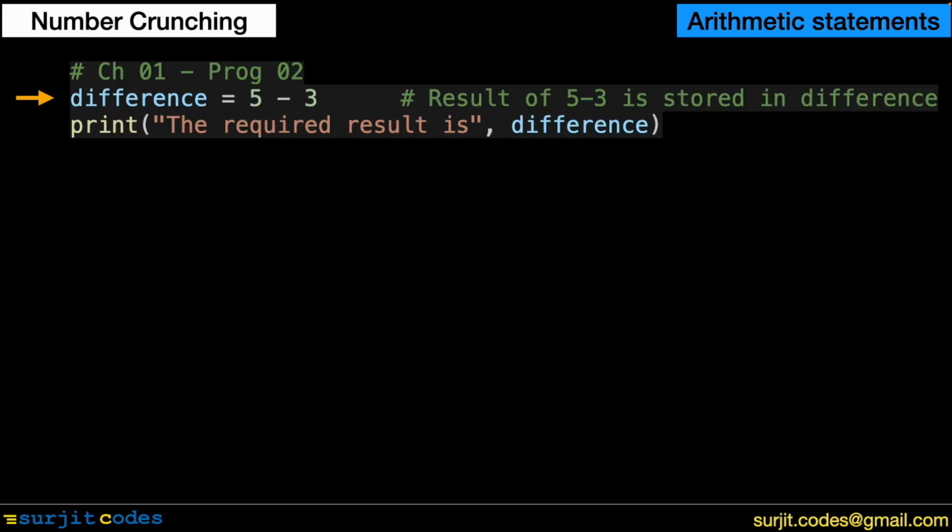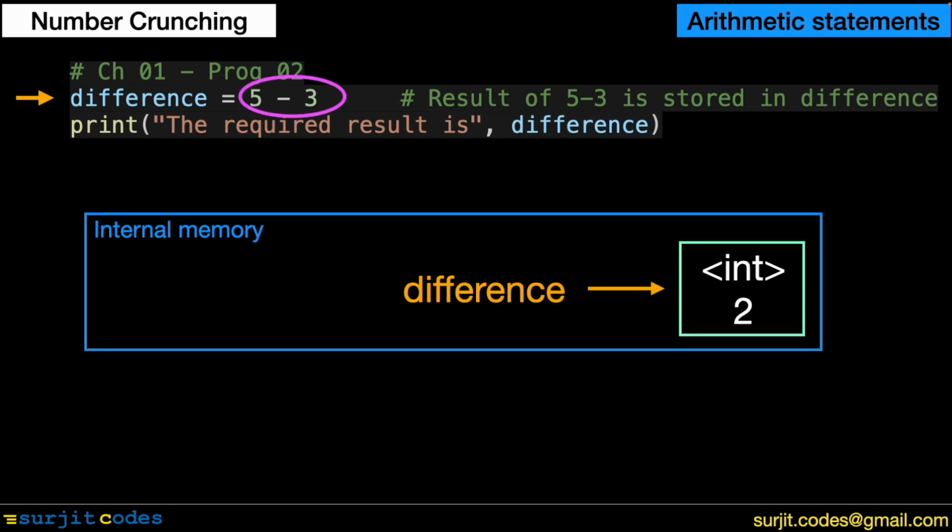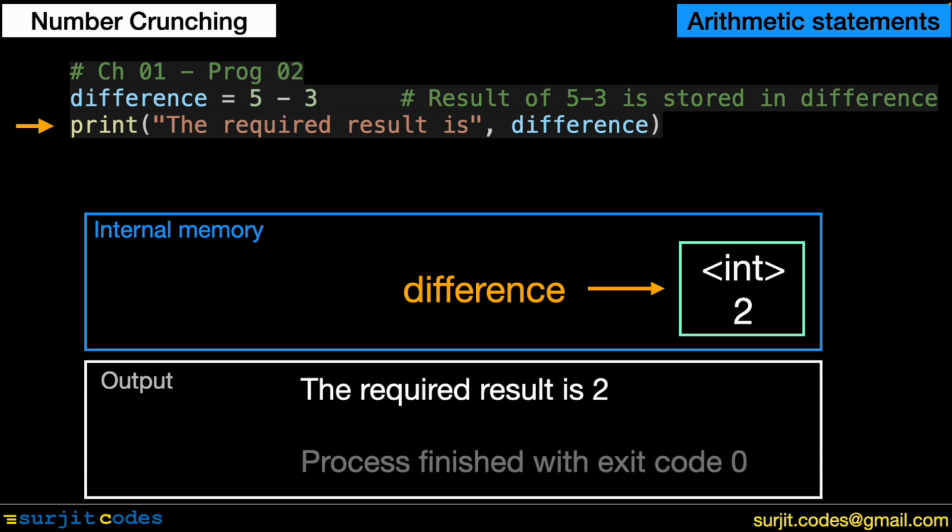Let us now learn about another arithmetic operator called minus, which is used in the second statement of this program. We have used comment in the residual part of this statement. This is allowed and is ignored by Python. Result of the arithmetic expression 5 minus 3 is 2. Python stores it in its memory, and variable named difference gets this value. We recommend that variable names should always be meaningful.